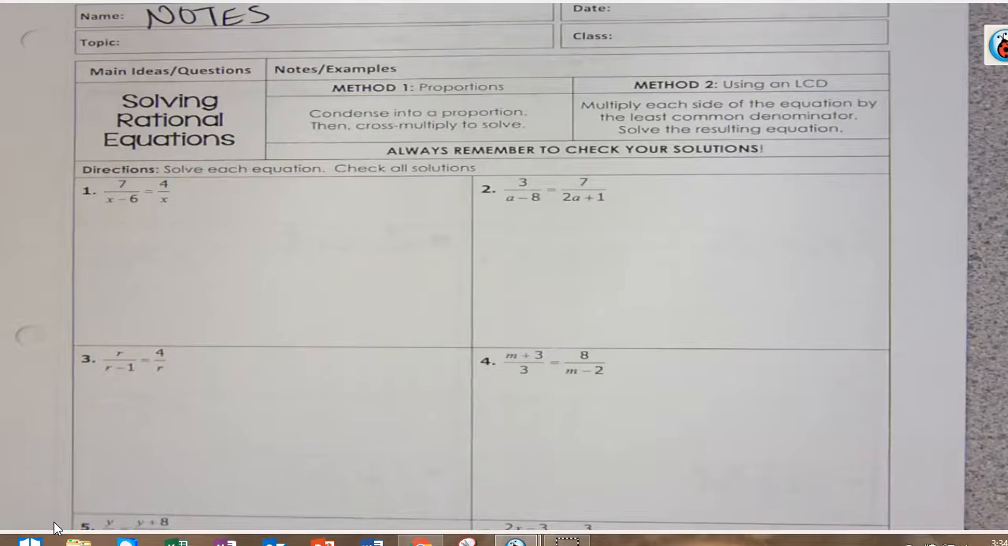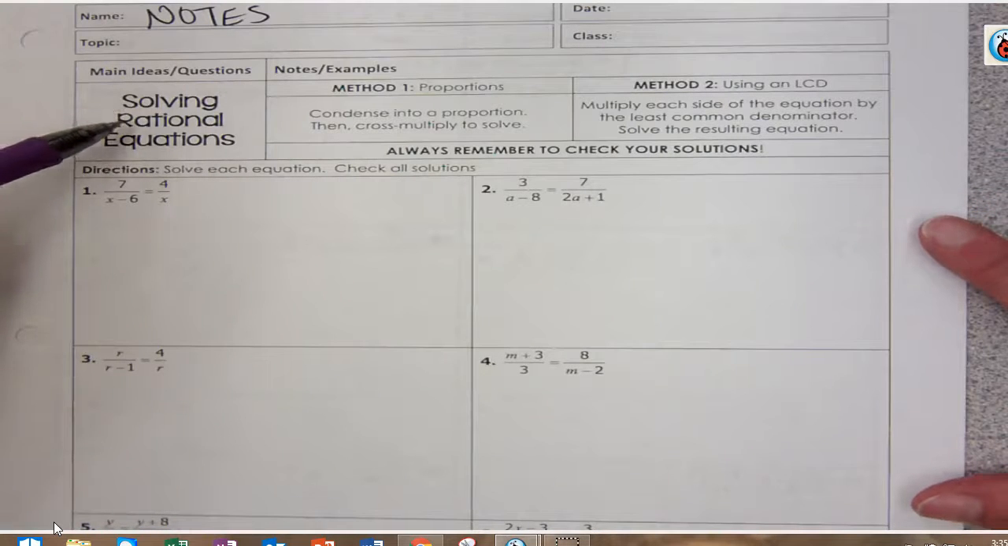All right, you guys, here we go with some video notes for you with regard to solving rational equations. Rational equations are where you've got an x value in the denominator of your fraction. So we're still working with fractions, we're still working where x is in the denominator.